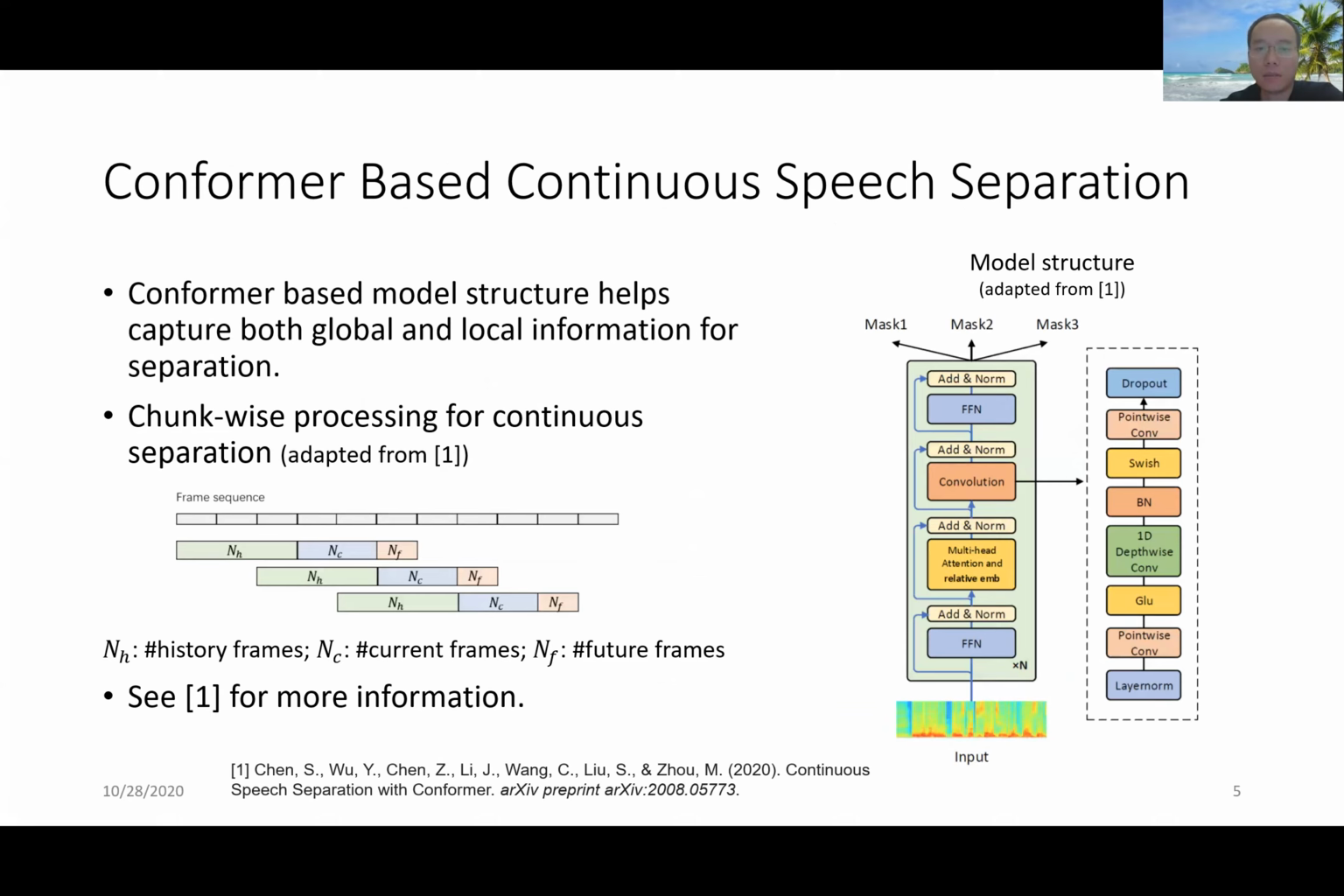The conformer introduces a convolution block in the transformer structure, where self-attention is good at capturing global information. The convolution layer is expected to improve the model's ability to learn from local information. We also adopted the continuous speech separation framework that performs separation in overlapping chunks and then stitches the outputs together. Please see reference 1 for more information on our speech separation system.